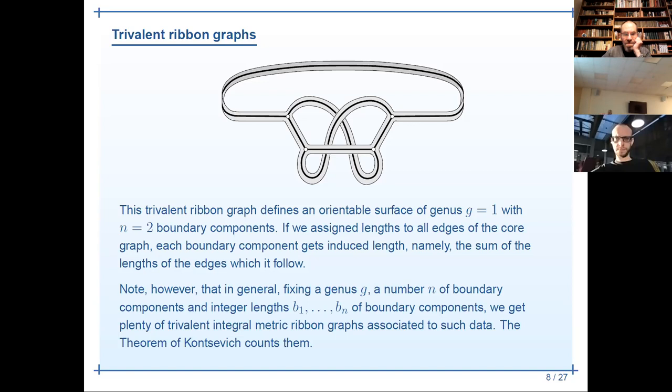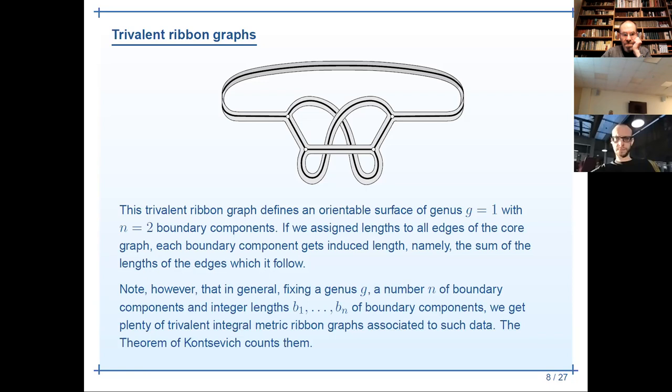And now the problem. Suppose that we have all ribbon graphs of genus g with n boundary components. I do not fix the lengths of the edges, I fix only the lengths of the boundary components, B1, etc.